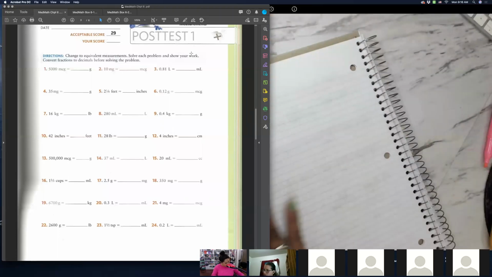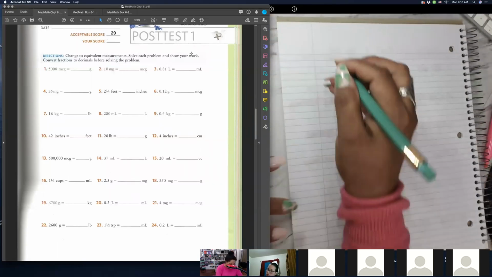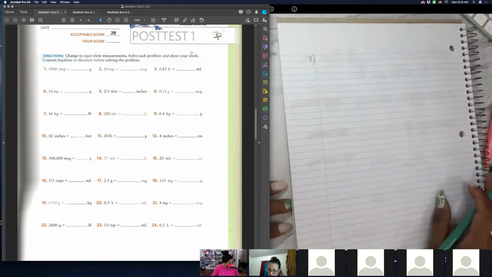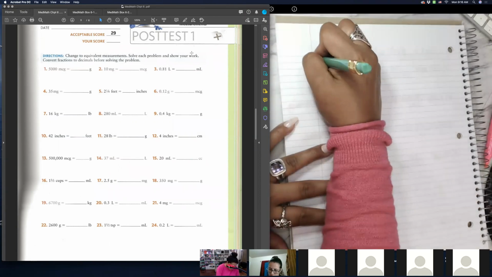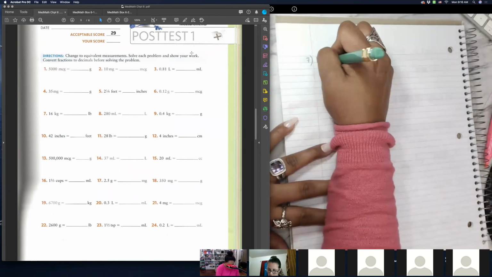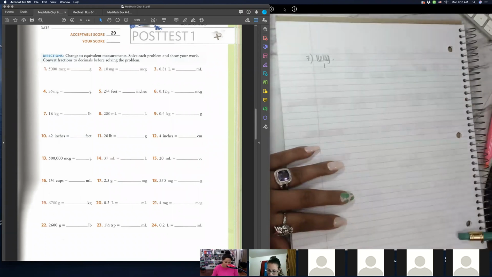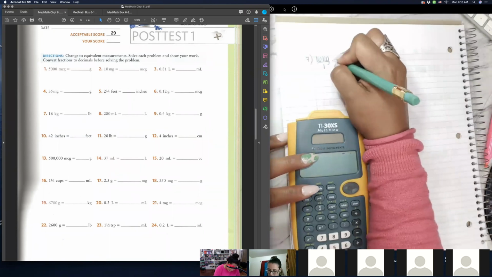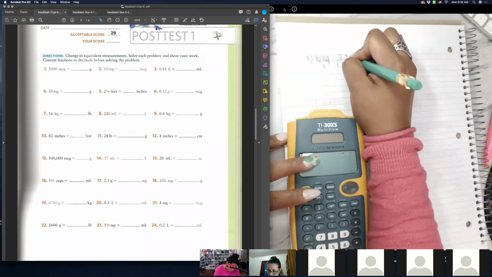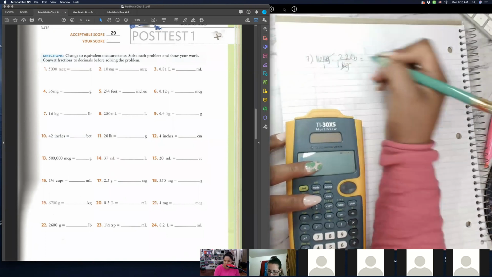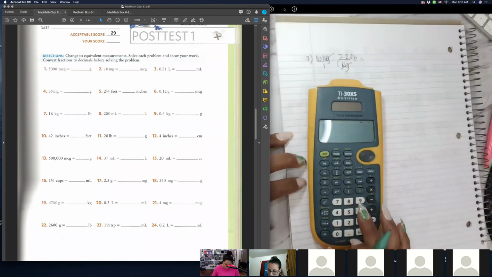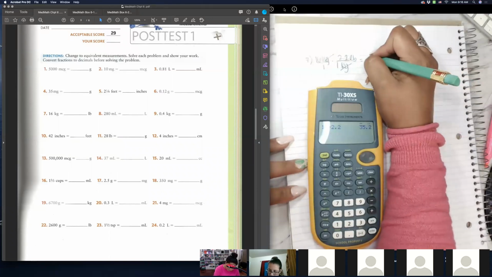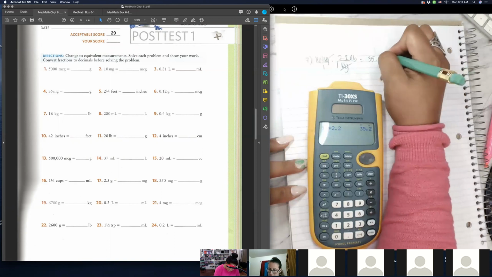Number 7 is 16 kilograms. We're converting that to pounds. Again, 1 kilogram is equal to 2.2 pounds. My units of kilograms will cancel. And I'm just going to take 16 and multiply that by 2.2. That's going to give me 35.2 pounds.